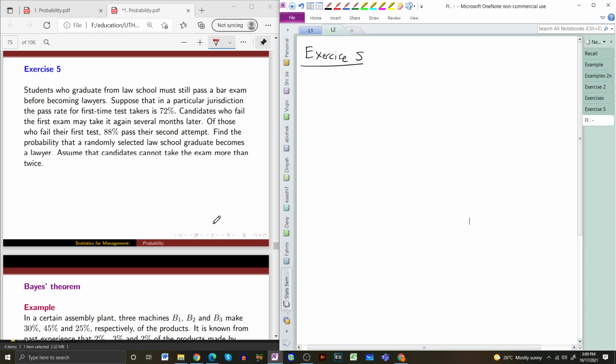Find the probability that a randomly selected law school graduate becomes a lawyer. So the candidate has two chances to take the test. I suppose you have read exercise 5. I don't want to read it for you, otherwise it won't be that efficient. You read it yourself and try to understand.